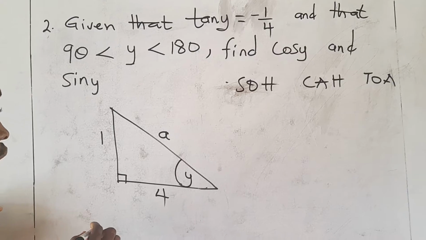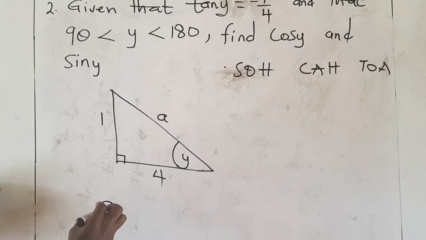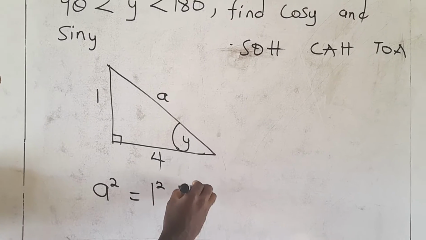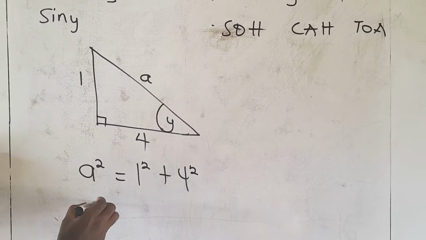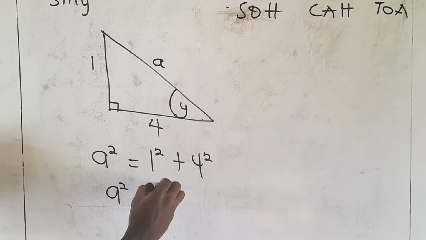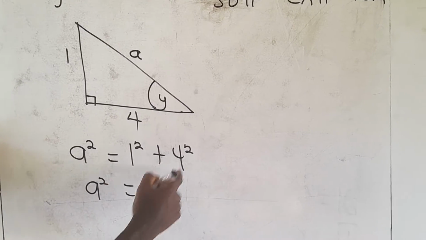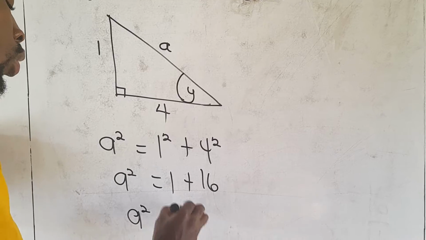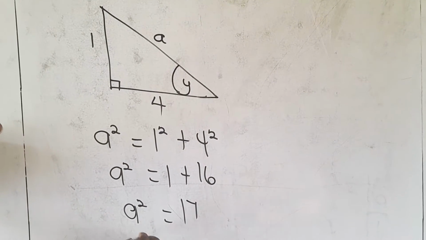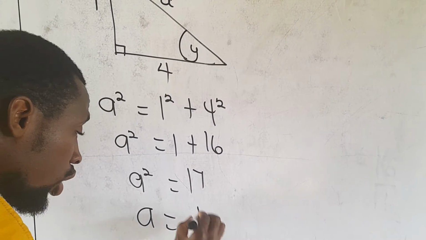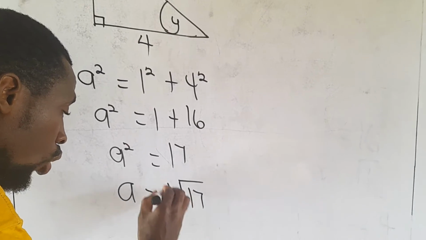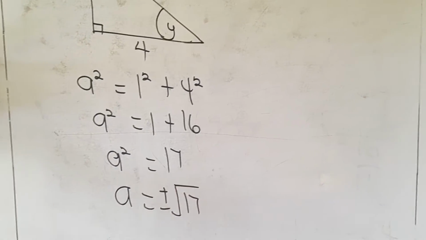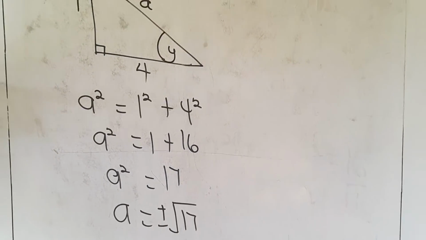So let's say a. From Pythagoras theorem, a squared will be equal to 1 squared plus 4 squared. 1 squared is 1, 4 squared is 16. So our a squared will be equal to 17. a will be equal to the square root of 17, and the square root of 17 will be plus or minus root 17. Remember, the square root of every number is plus or minus that number.